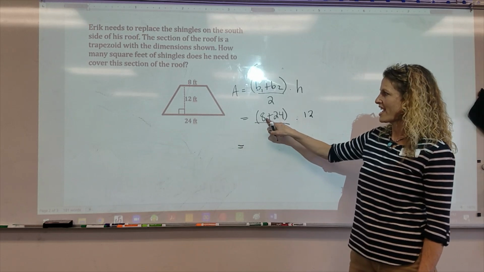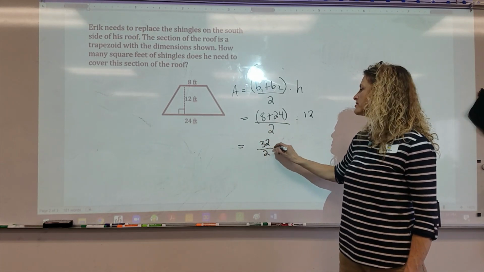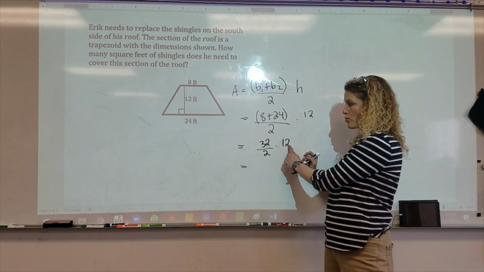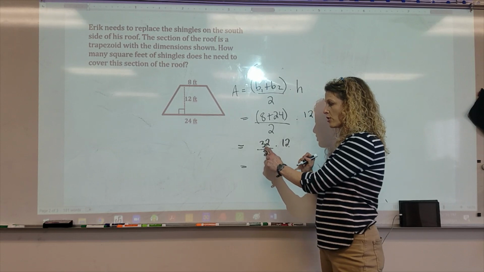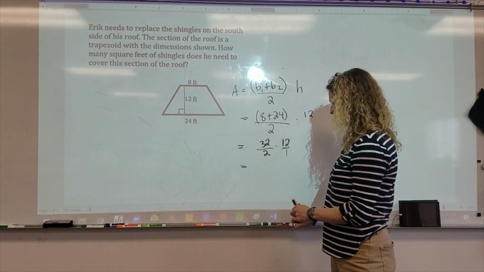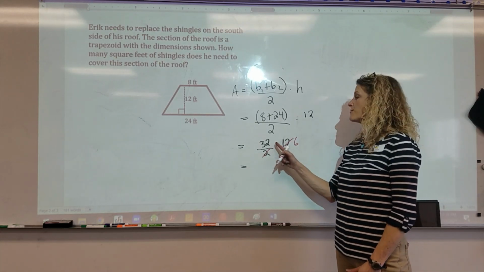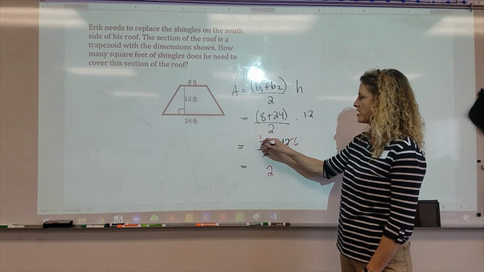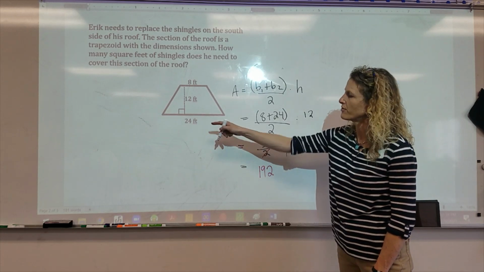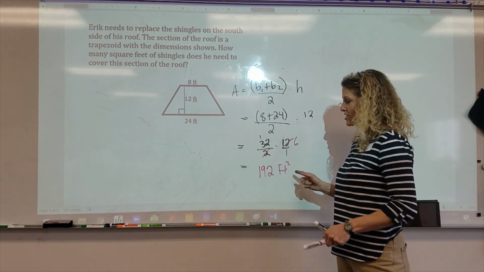So simplifying, 8 plus 24 is 32. And then I'm going to cut that in half, times it by 12. I kind of like the idea of cutting the 12 in half. The 2 can go into either one of these numbers. But if I make this a single digit, I can single digit multiply 6 times 32 a lot easier. 6 times 2 is 12, carry the 1, 6 times 3 is 18, plus the 1 is 19. So we get 192. We're in feet, and area is two-dimensional, so our units are squared.